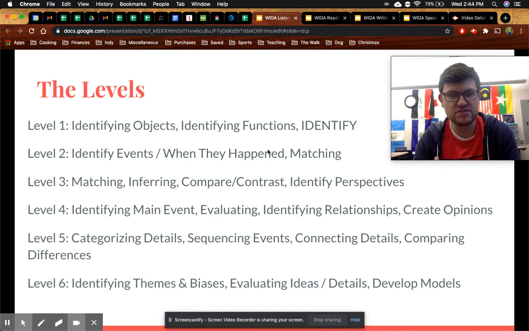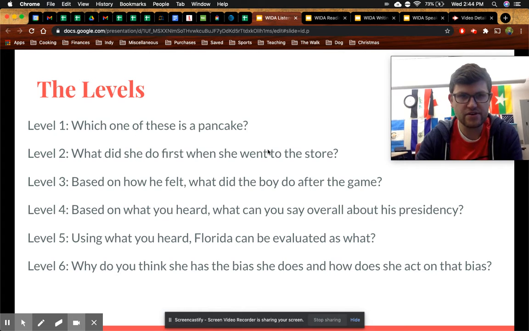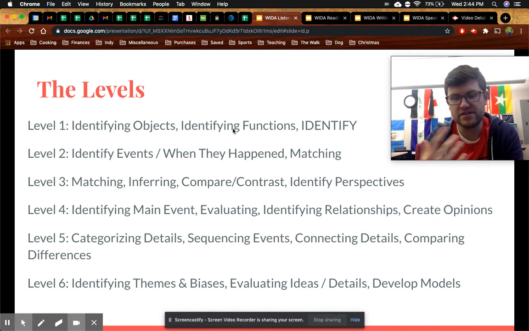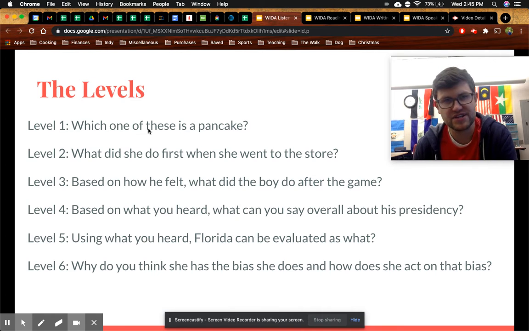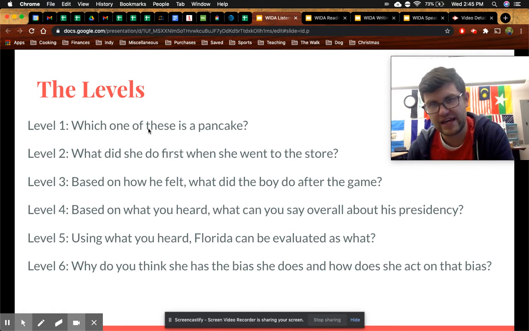So the levels that you're going to have, or the different questions, will have different leveled questions. For instance, a level 1 question might be a picture of a pancake, and it'll say which one of these is a pancake. A level 2 question might be a story, and then it might ask, what did she first do when she went to the store? Level 3 would be based on how he felt. What did the boy do after the game? He went home and he cried because his team lost.